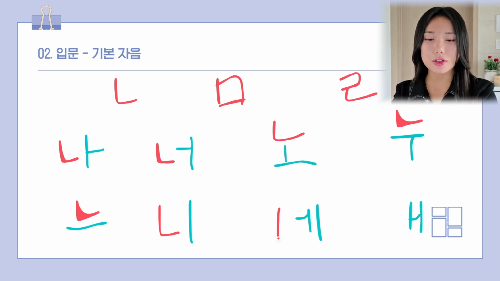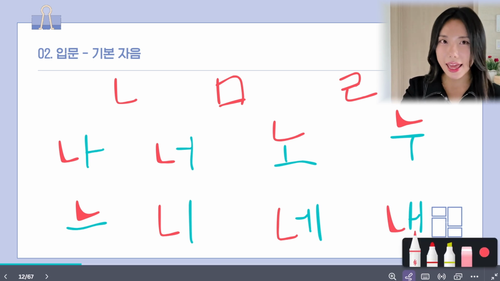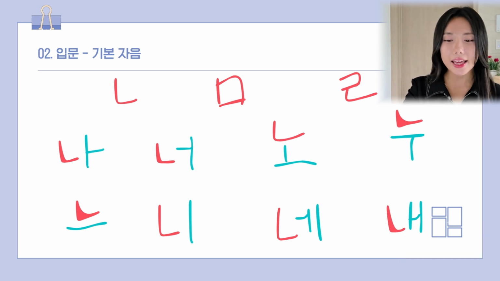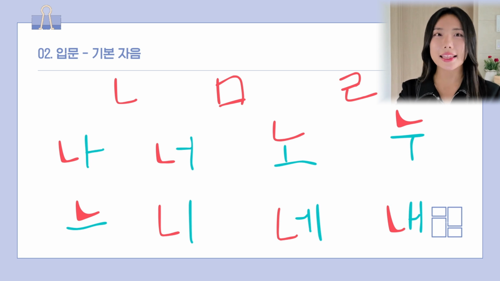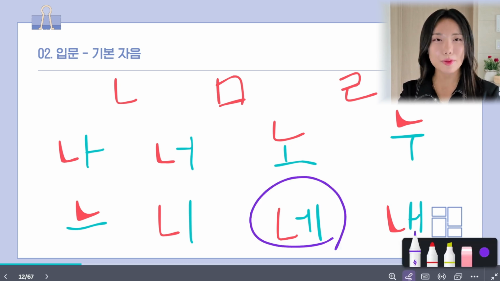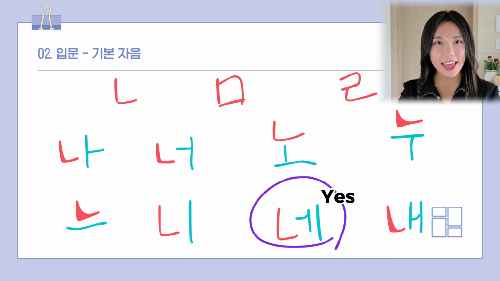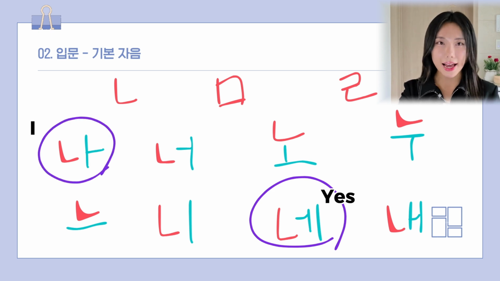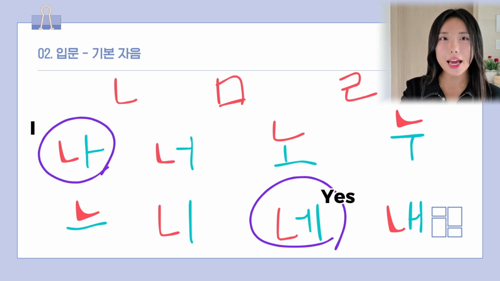Then what about this two? N and E will make ne. If you have already been watching some K-dramas, I'm pretty sure you're familiar with the sound ne. What does that mean? That means yes in Korean. Ne. Yes, in a polite way. But you may be familiar with this one too. Na means I, but in a casual way. In a polite way, I is jeo.